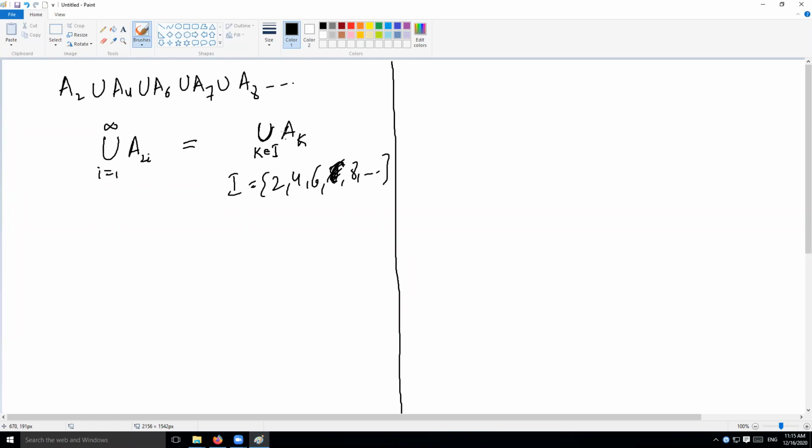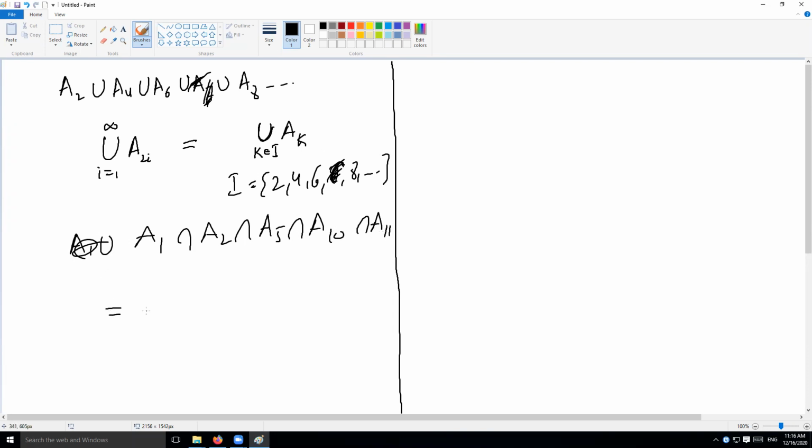As I always say, okay, let's not put 7 in this, let's remove it for now. So I'm going to say that I have Ak's where k belongs to I, and I is 2, 4, 6, 8, and so on. But for example, if I have to represent, say, A1 intersection A2 intersection A5 intersection A10 intersection A11.